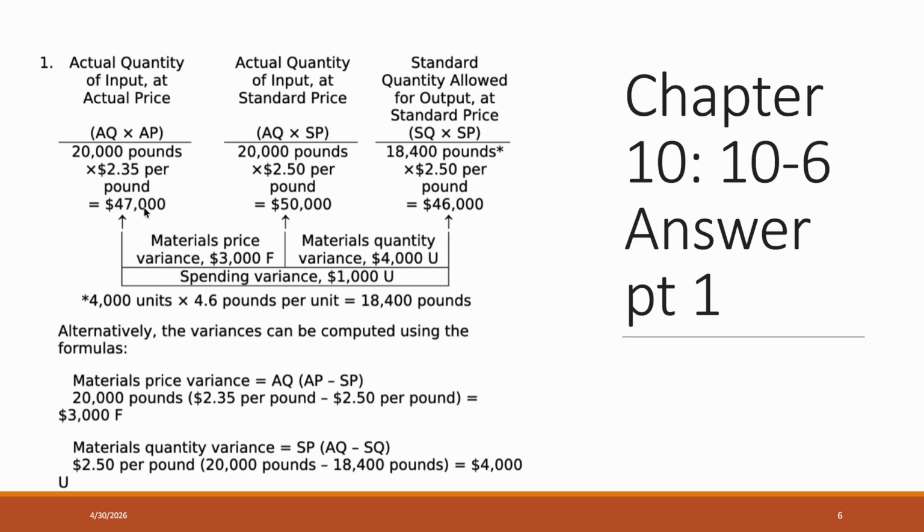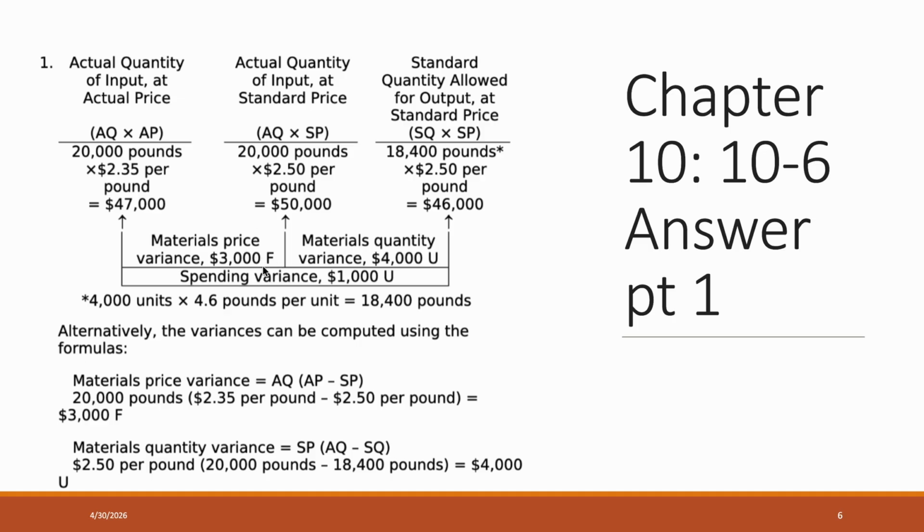And we can compare that to what we actually spent of $47,000. So that's going to give us, when we come down here to the bottom of what I call the triangle, our price variance. The variance is the difference between what we actually spent and how much we estimated to spend using the standard prices. So we estimated $50,000, but it only cost $47,000, which means there was a variance of $3,000.